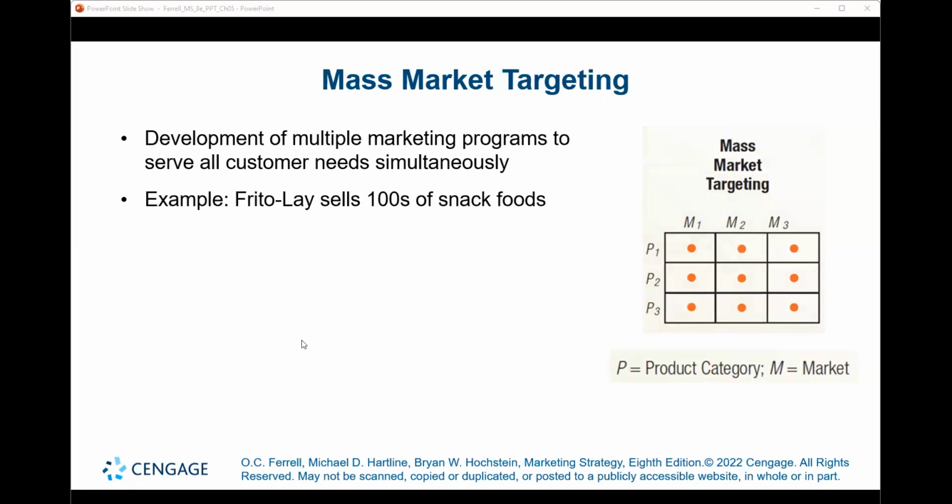Mass marketing, you're everywhere, okay? You target multiple markets, you serve all the customers' needs. And so Frito-Lay, across the brand spectrum, sell hundreds of snack foods, all the markets, all the segments. And so they basically carpet an area. That's a better way of saying it.